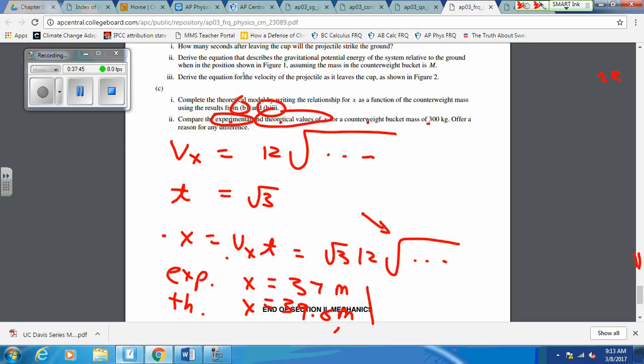Of those, rank them in order in terms of energy loss, from high to low. Those 4. I'll write them down for you.